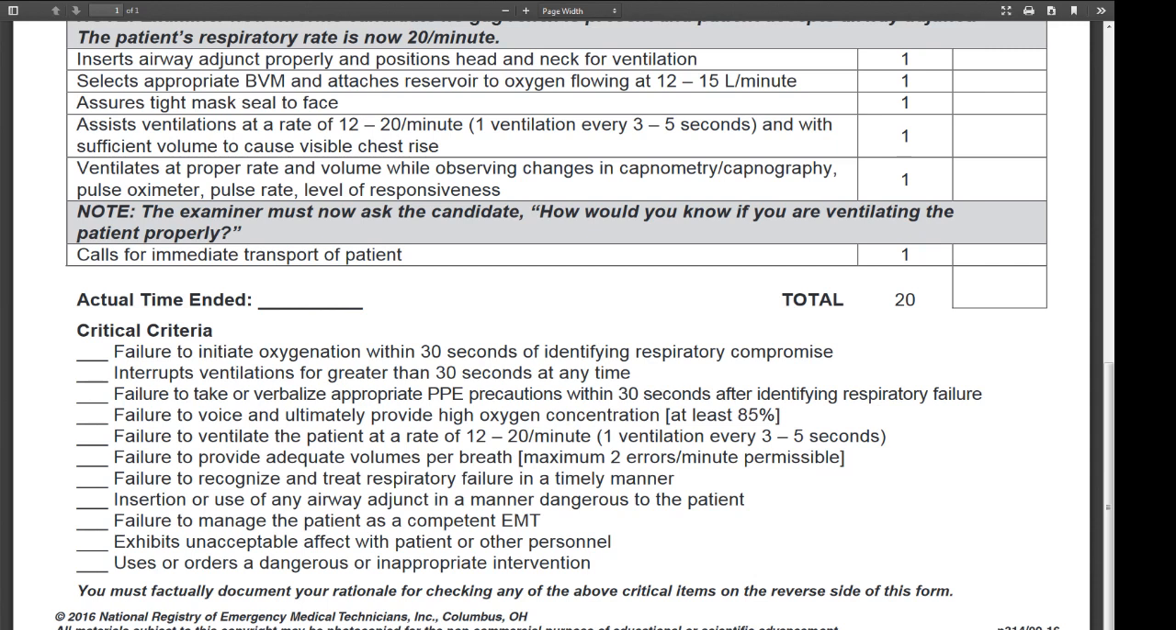Failure to ventilate the patient at a rate of 12 to 20 per minute, one ventilation every 3 to 5 seconds. Failure to provide adequate volumes per breath, maximum 2 errors per minute permissible. Failure to recognize and treat respiratory failure in a timely manner. Insertion or use of any airway adjunct in a manner dangerous to the patient. Failure to manage the patient as a competent EMT. Exhibits unacceptable affect with patient or other personnel. Uses or orders a dangerous or inappropriate intervention.